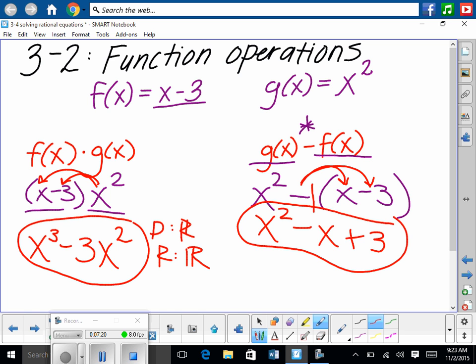Okay. All right, domain on this one. Do you see any problem areas? Nope, no problem areas, so our domain is all real numbers. I won't make us do the range on this one. But we could graph it and find the lowest point, right? It's a quadratic, so it's going to have a lowest point and it's going to grow to positive infinity. Okay.